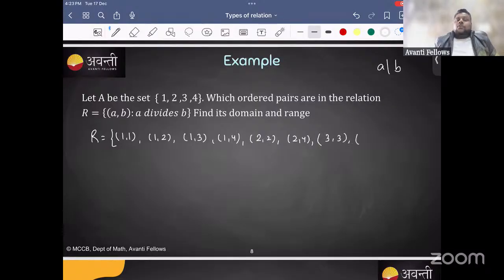Also (3, 4) won't be here because 3 does not divide 4. Now here we come to (4, 1), (4, 2), (4, 3). None of them will be in the relation. Now there will be (4, 4). This is how we define this relation. Now the domain is what? Domain is the collection of first entries, that is 1, 2, 3 and 4. Range is the collection of second entries, that is also 1, 2, 3, 4.